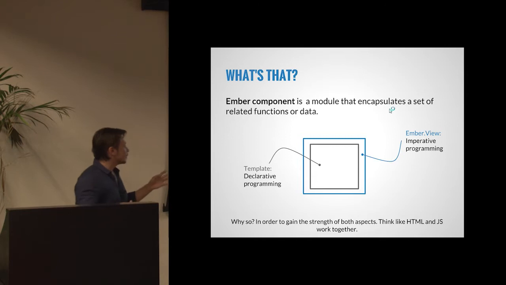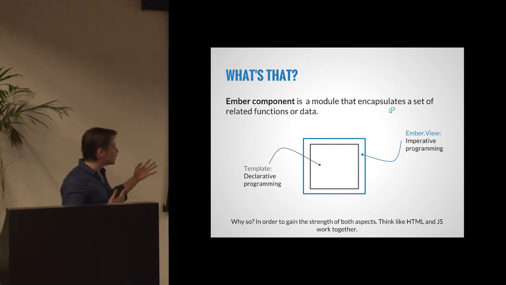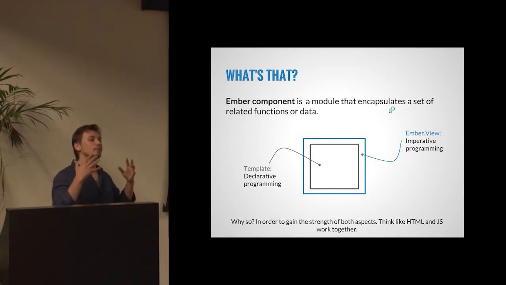Why is it like so? If you take a look at the template, it's actually HTML markup, so it's declarative programming. And if you take a look at the Ember view, it's a JavaScript object, it's imperative. So it's very similar to the idea of using HTML and JavaScript together. You can't build a very powerful application using just HTML, the same as it's almost impossible to build the application with only JavaScript. But if you combine them together, you make very powerful things. Here the idea is the same. You take a template, you combine it with the Ember view, and you build very powerful components.